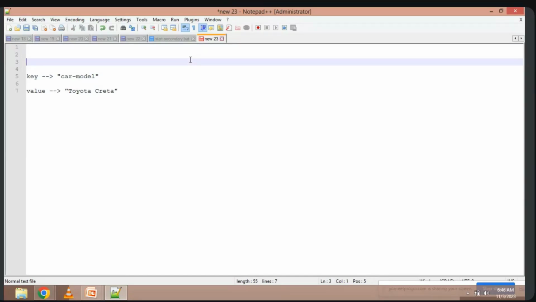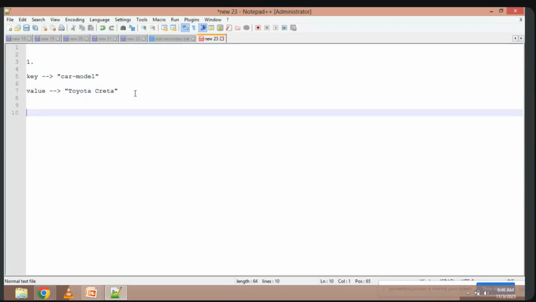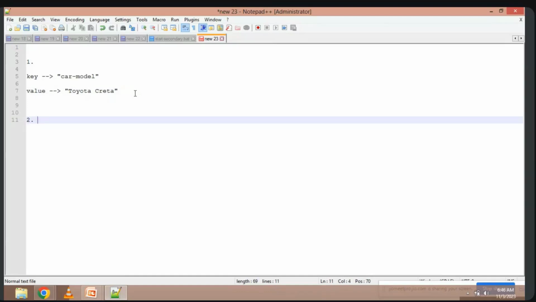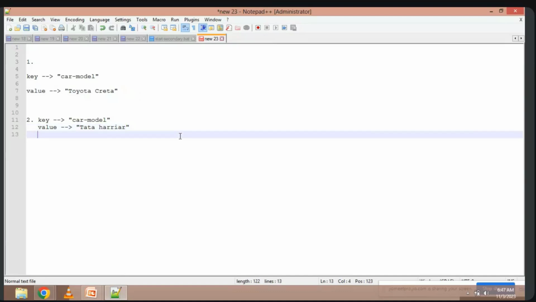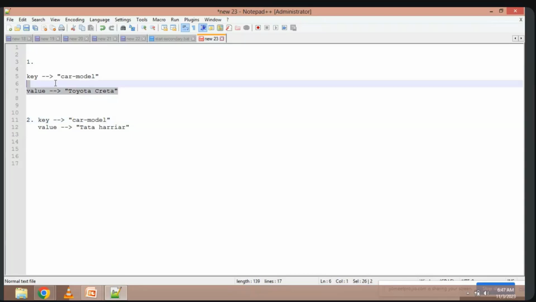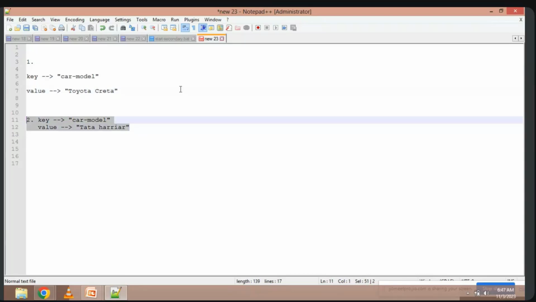Second message, again I will send. For this the key will be the same, car model, because we are sending car models only, and here I can give anything like Tata Harrier, and so on. So you know that the key is the same in both messages. So these two messages will go to a particular partition only. They will never be assigned to any other one.